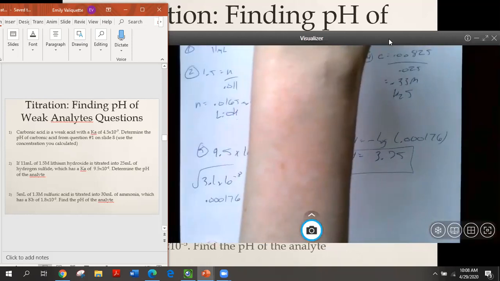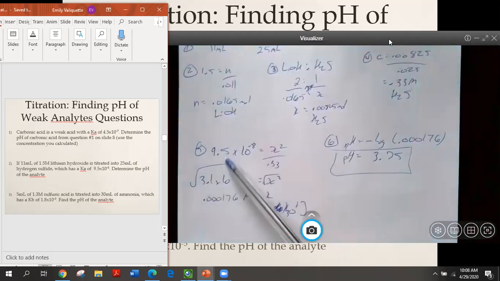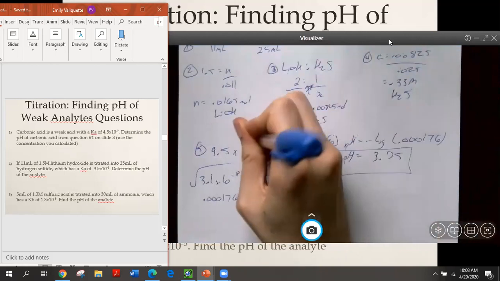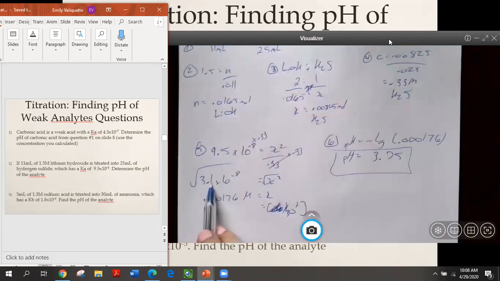Once we have our concentration of hydrogen sulfide, we plug it into our Ka formula. So our Ka is equal to x squared over the concentration of our hydrogen sulfide. We multiply by that concentration and get 3.1 times 10 to the negative 8, and then square root to get 0.000176 molar as our x, which is our concentration of hydronium ions. We can then plug that into our pH formula to get a pH of 3.75.